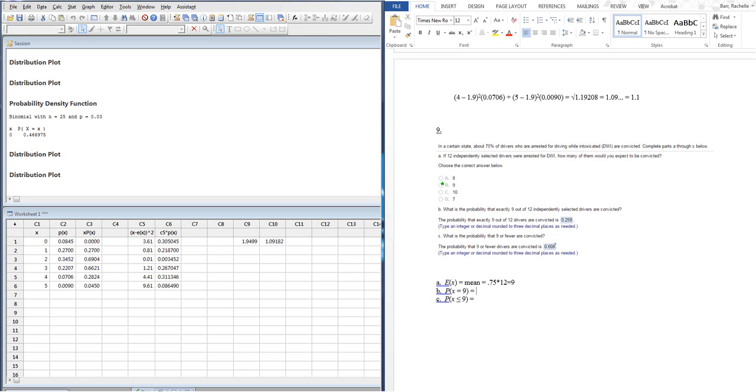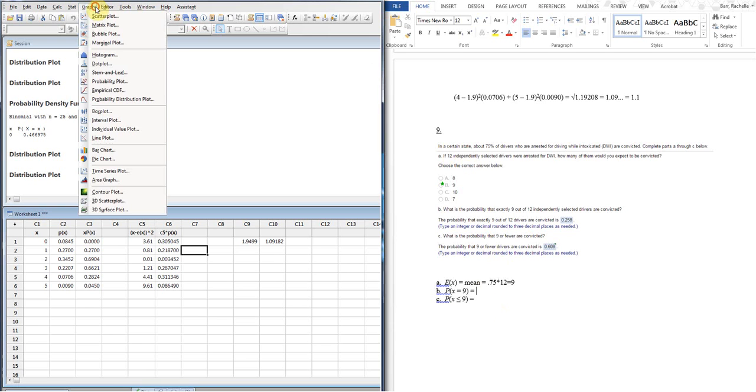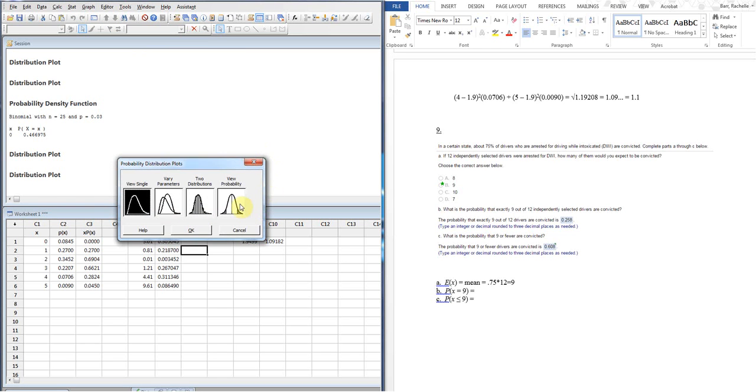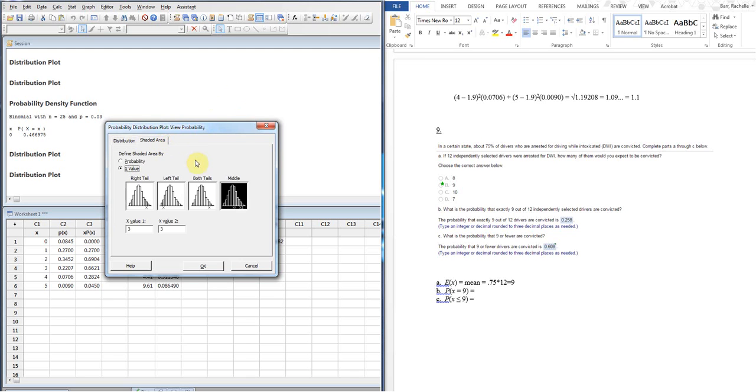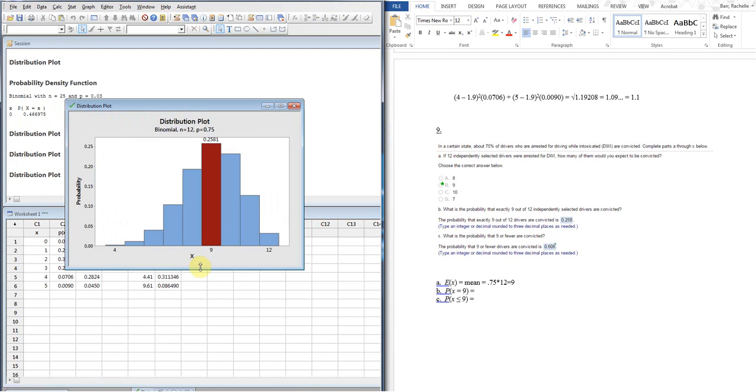So in order to do that, I'm going to need Minitab's help. So we're going to go to graph, probability distribution plot, and choose view probability. Again, I'm doing an equal to, so I'm going to end up using a middle. I got to change my number of trials to 12 and my success to the much higher 75%. I'm going to change my shaded area to middle. Oh, it's already there, and I want exactly equal to 9. So I'm finding the probability of the mean. There we go. Ooh. And it's 0.2581.